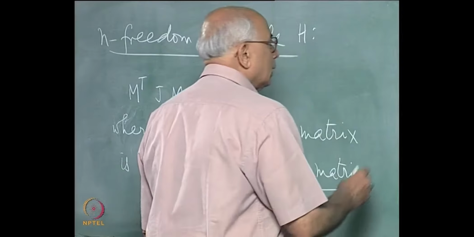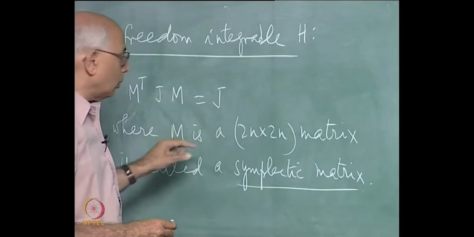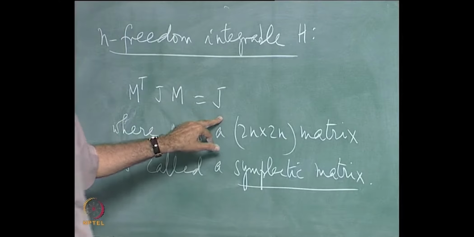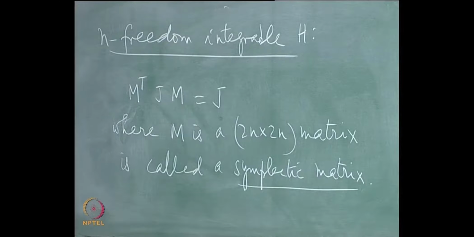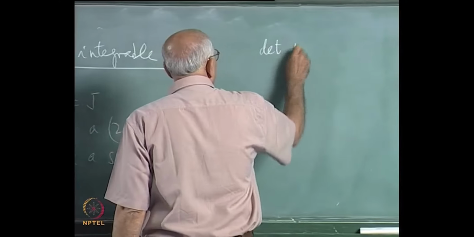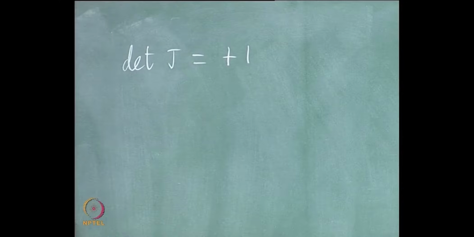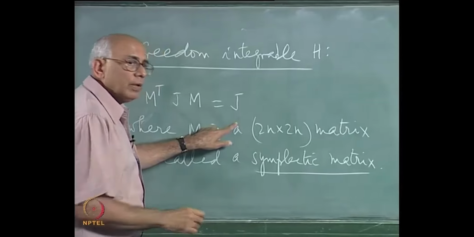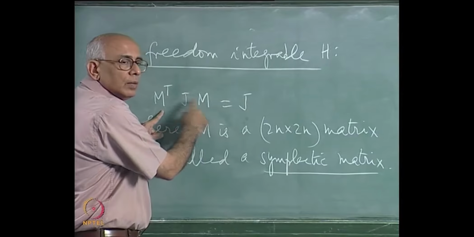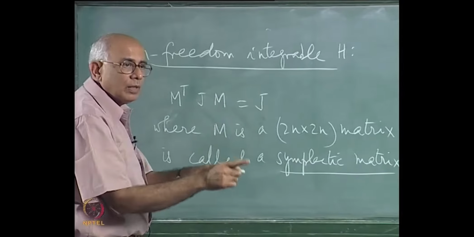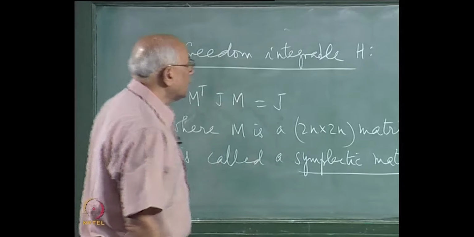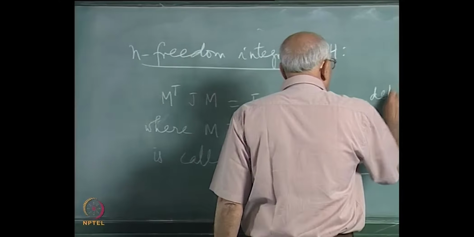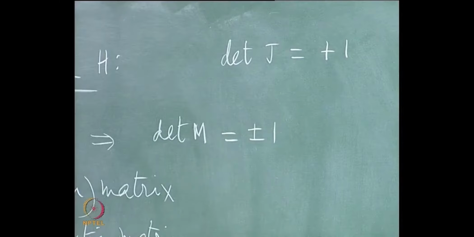The first of which is the following: if I took the determinant on both sides, what is the determinant of J? J was defined by that matrix. The determinant of J is +1, we check this out. It turns out from this equation it follows, if I took the determinant of the left hand side, the determinant of a product of matrices is just the product of determinants, and the determinant of M transpose is the same as the determinant of M. So this tells you at once that determinant M is equal to plus or minus 1, because the square is equal to 1.